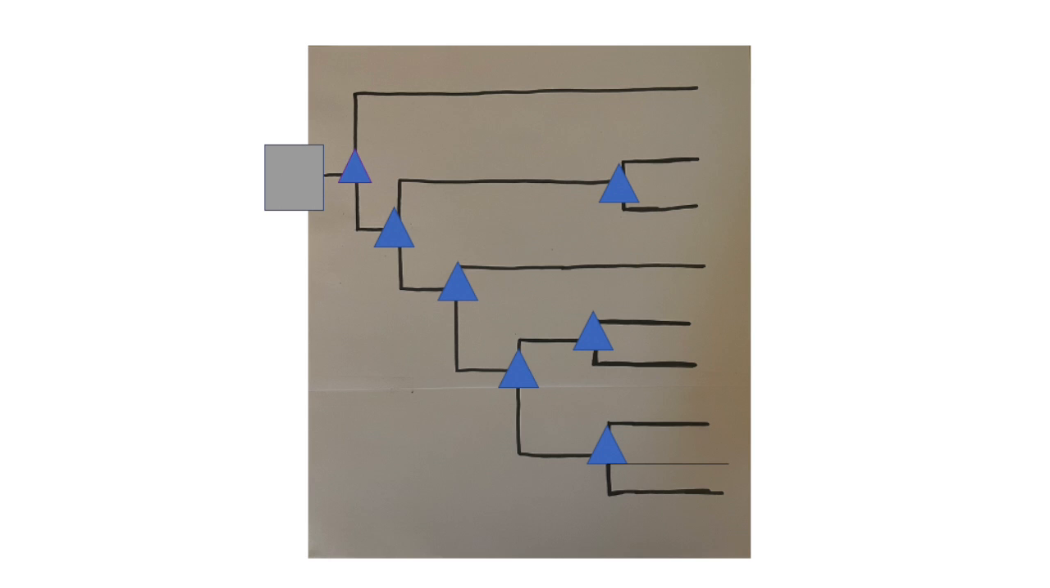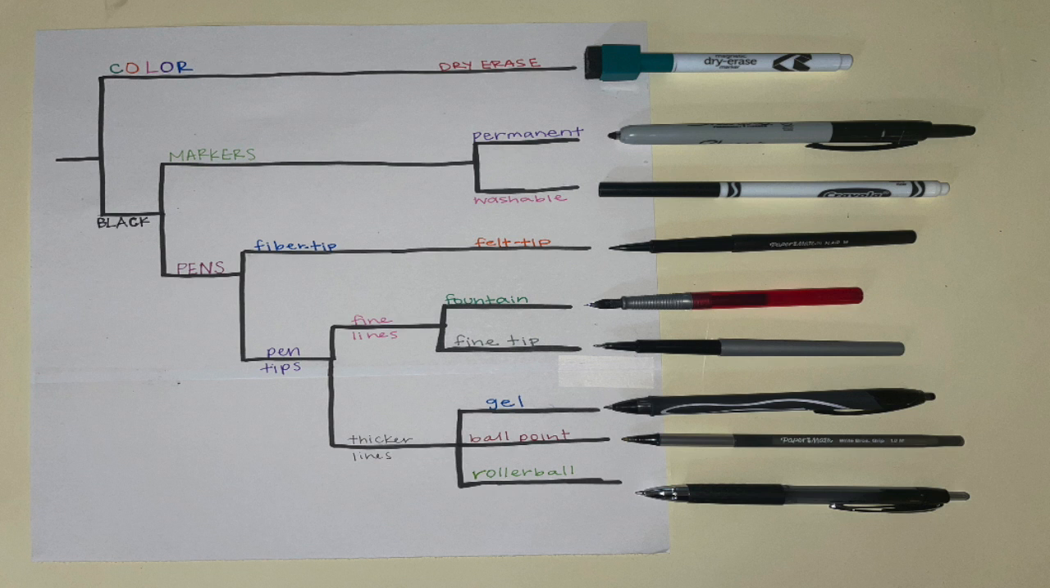The triangle points shown here are known as the internal nodes and are important because they are indicative of the most recent common ancestor of each tree clade. Now for my example. As you can see, all the writing tools are paper oriented except for the dry erase marker found at the top. This dry erase marker must have initially originated from a common ancestor, therefore making it the outgroup within the tree.